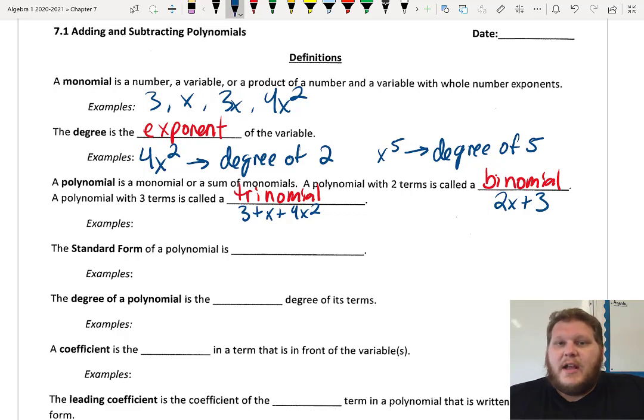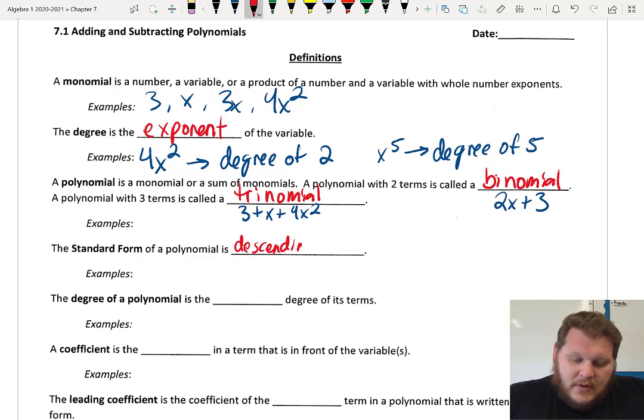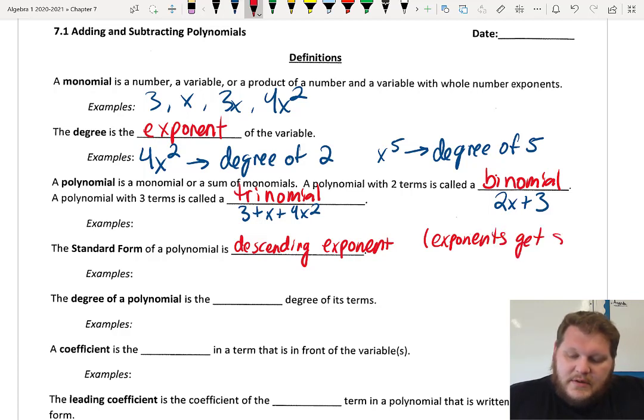Now getting into how we categorize this, because the first one, the example that I gave for the binomial, that looks good to me. The one I gave for the trinomial looks a little off to myself. In math, and when we're talking about polynomials, we have something called standard form. So it's a format that we always write our polynomials in. And standard form of a polynomial is just in descending exponent order, which means exponents get smaller to the right.